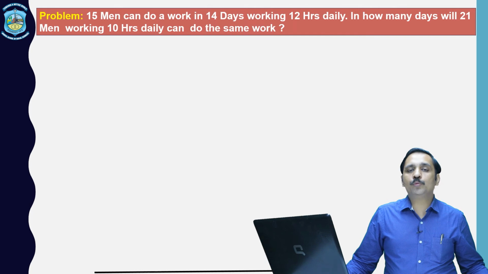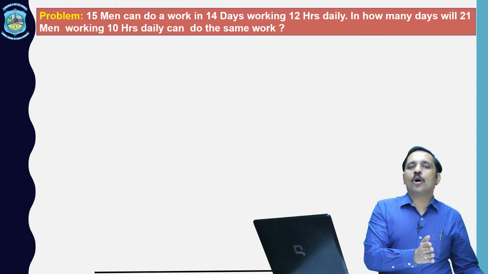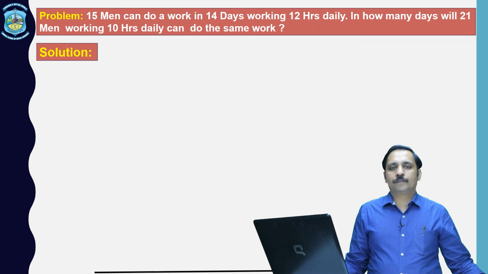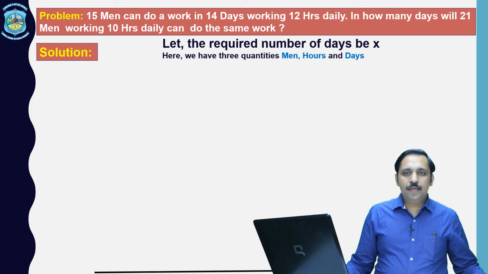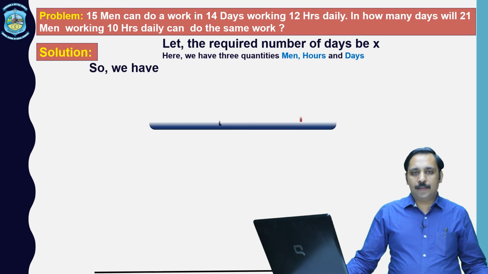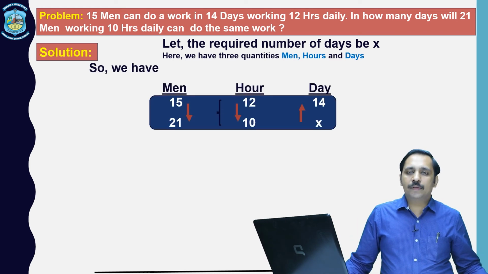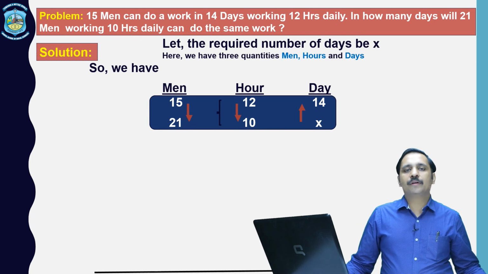Here the quantity which needs to be calculated is number of days. So according to the rule of compound proportion, we have to either place this at the right hand side or on the left hand side. Let us see the solution. Let the required number of days be x. Here we have 3 quantities, men, hours and days. So we have men, hours and days. That means 15 men working for 12 hours can do a work in 14 days. So 21 men working for 10 hours can do the work in x number of days. Here this number of days is the unknown variable. I have put it on the extreme right hand side.